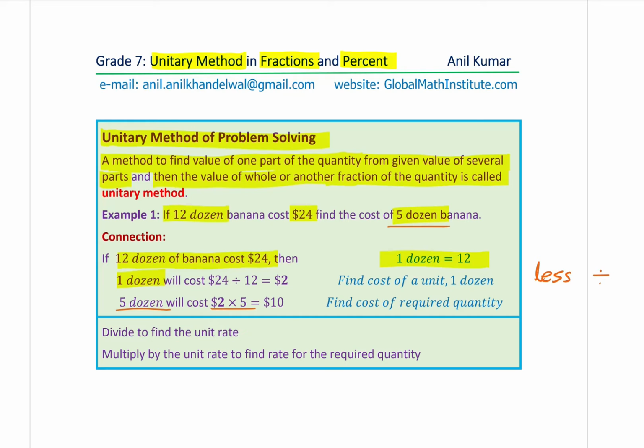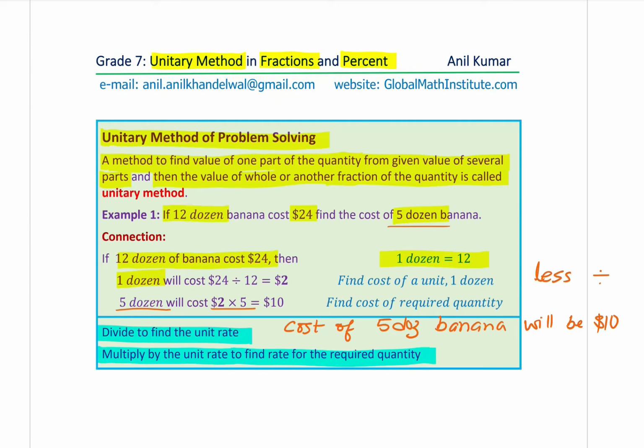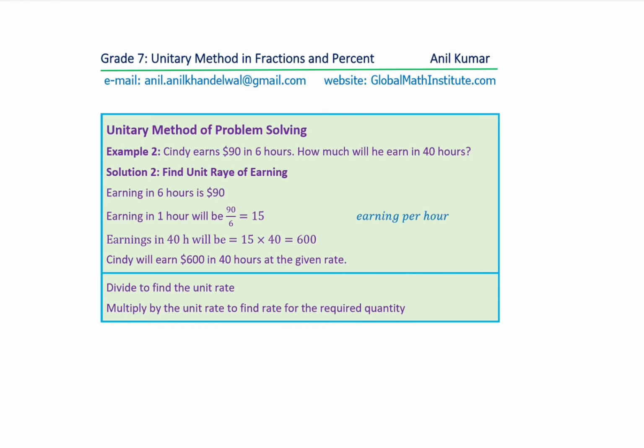So you can write down that the cost of 5 dozen banana will be $10, correct? It is important to write the statement as now I have written, correct? Now, it is important to understand that in unitary method, you first divide to find the unit rate. Once you get the unit rate, then you multiply by the unit rate to find the rate of the required quantity, correct? Let's take another example to understand it better.